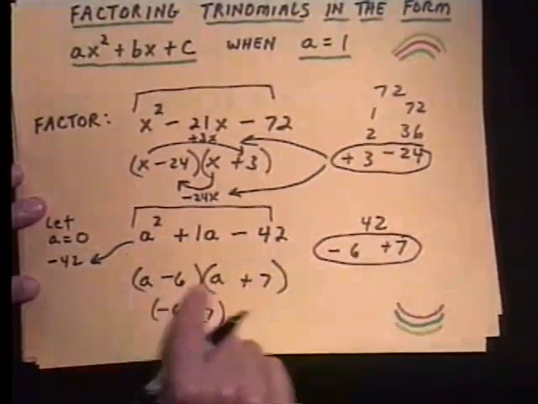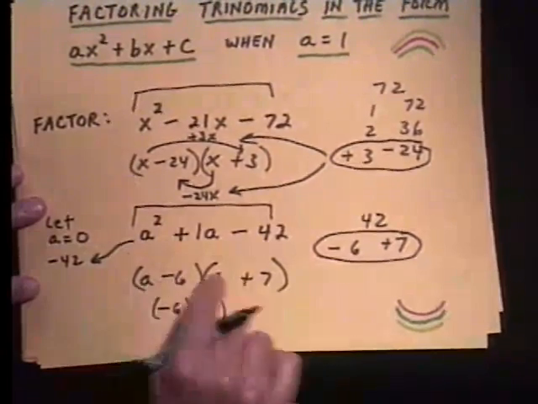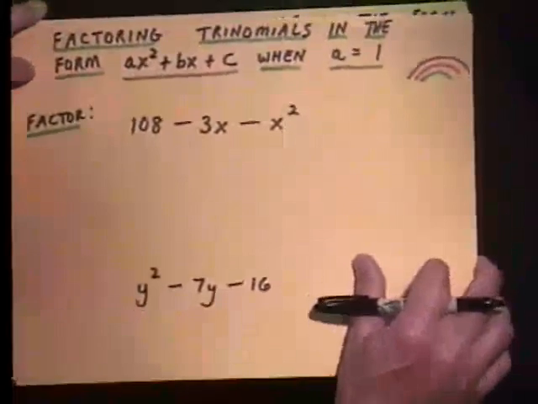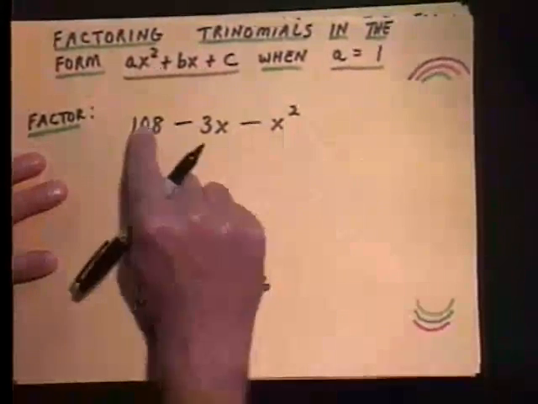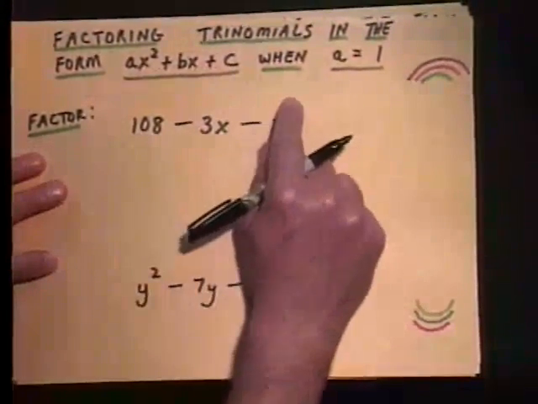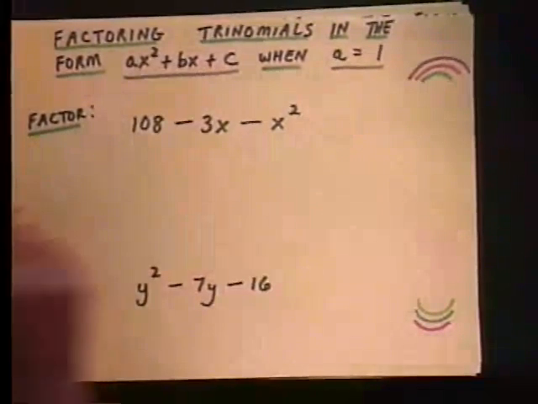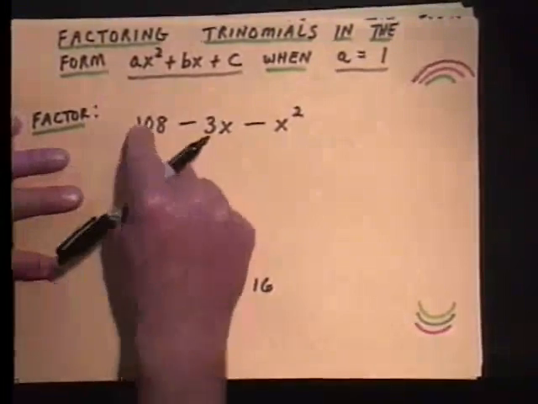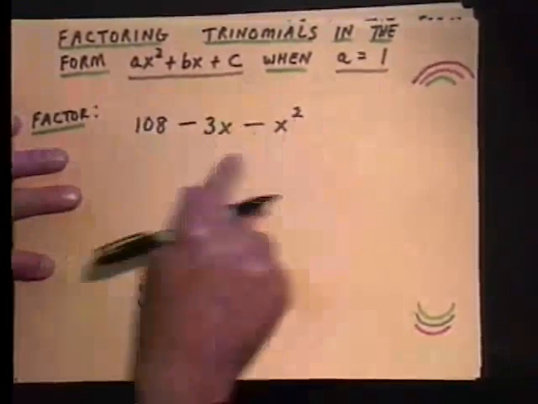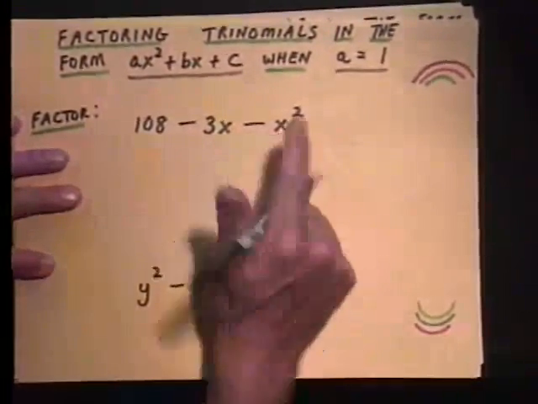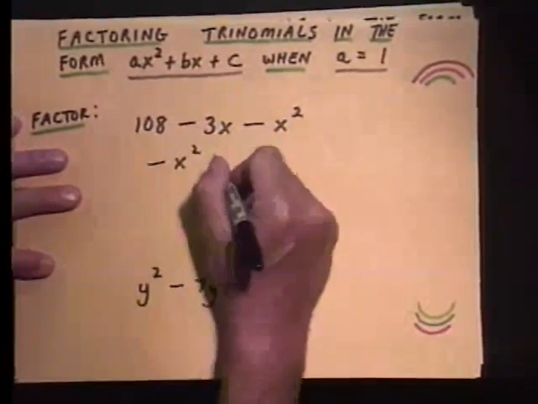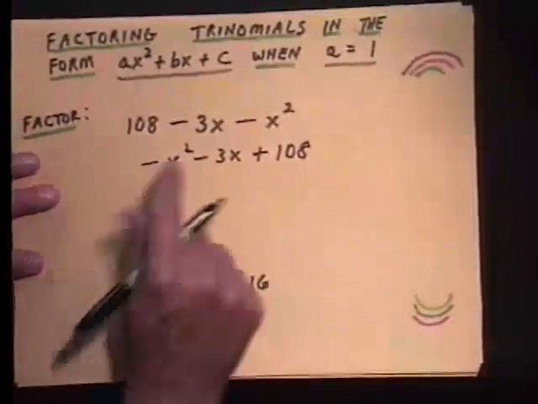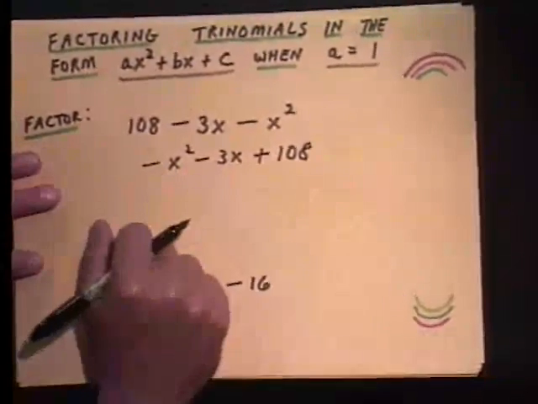And notice there's nothing in common in here as well. We'll come back to that in a second. All right, continuing our adventure here. Factoring trinomials in the form ax squared plus bx plus c when a is 1. My rainbows keep changing color. I hope you appreciate that out there in the audience. Now, one thing, hey, young one, this ain't in descending order. Let's get it in descending order. So I'm going to put that minus x squared first, minus 3x plus 108. So I just took it and wrote it in nice descending order.